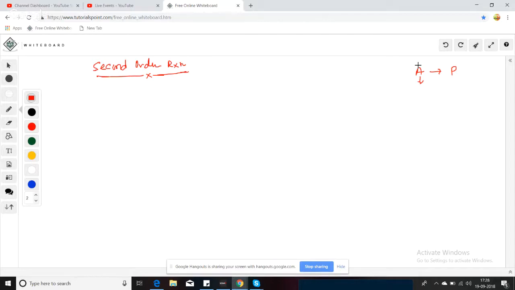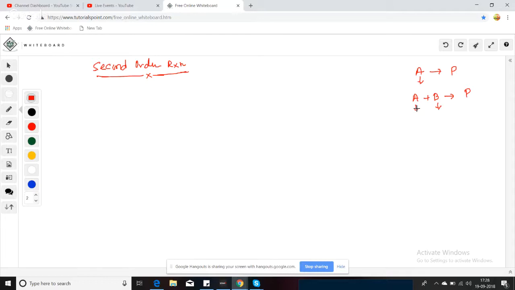So one possibility is what? We have only one reactant present and the order of the reaction with respect to that one reactant is two. Is it possible, right? Another possibility is that we can have two reactants, A plus B, which gives some product, and the order of the reaction with respect to both reactants is 1 and 1. It is also possible, right?